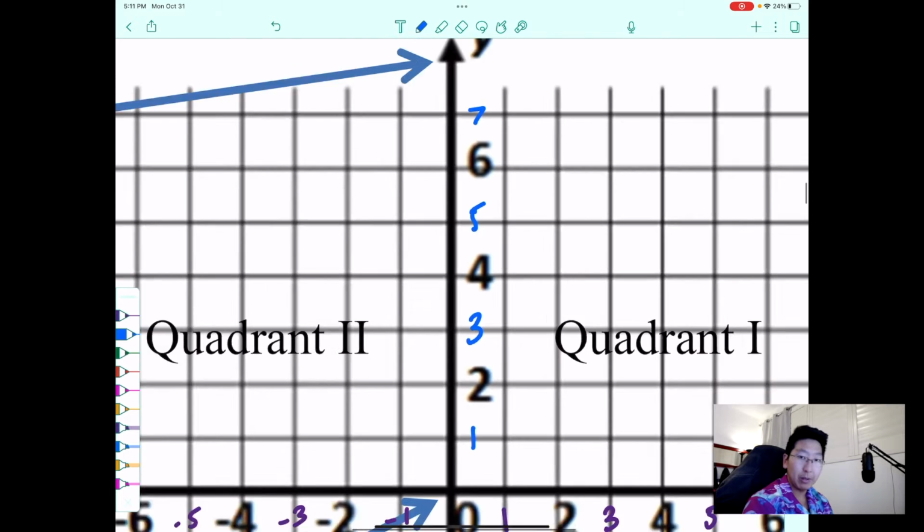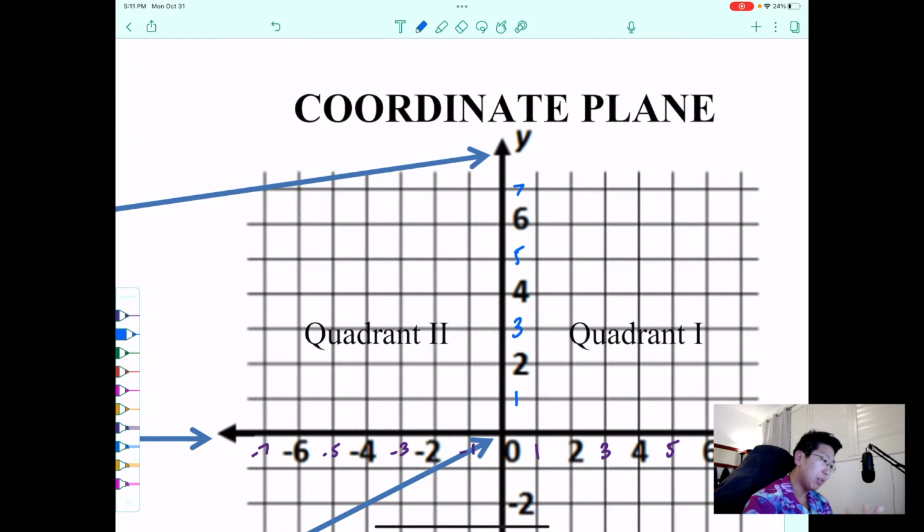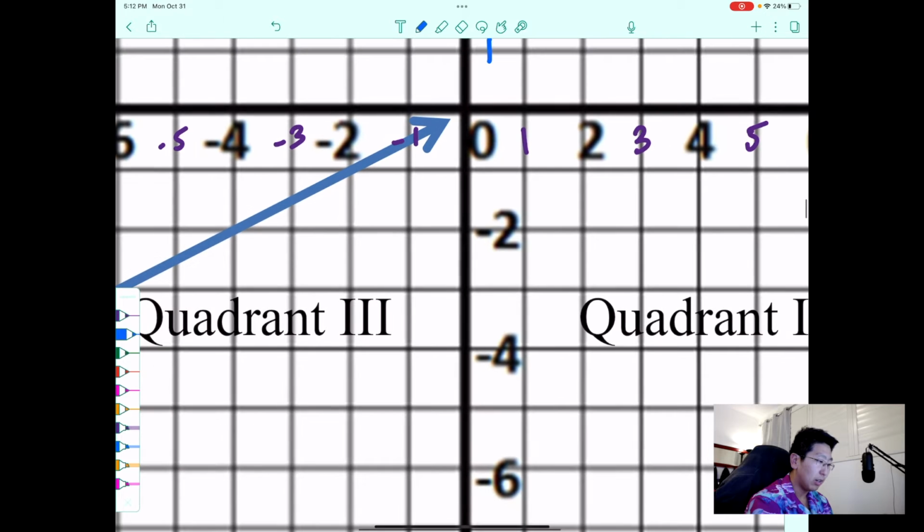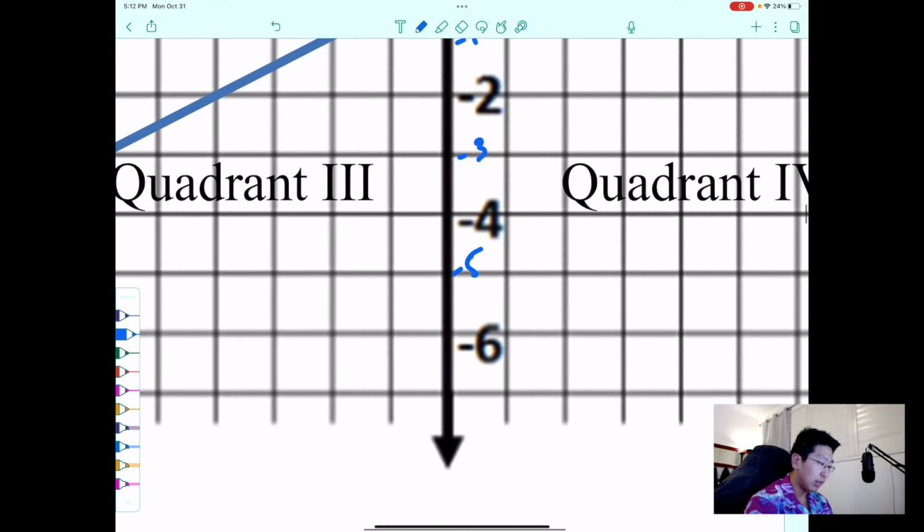1, 2, 3, 4, 5, 6, 7. That's going up. If you're in math class with me, you know that when we add, let's say balloons, it's going up. You go down to the negative, it's going to be negative. So here, -1, -2, -3, -4, -5, -6, and -7.